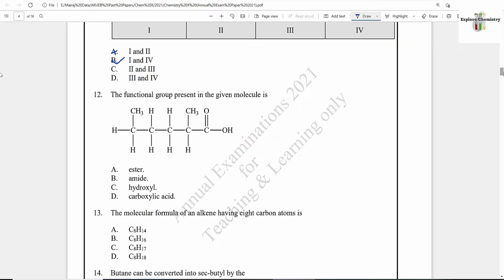Number 12, the functional group present in the given molecule is COOH, and this one is a carboxylic acid. COO, double oxygen, written in the corner. This represents carboxylic acid. Ester also has double oxygen, but these two oxygens will be in the center of the molecule, not in the corner. So in this way you can differentiate between ester and carboxylic acid. Amides have nitrogen and oxygen, one nitrogen, one oxygen. Hydroxyl has only OH, but here oxygen is also present, so therefore it is carboxylic acid.